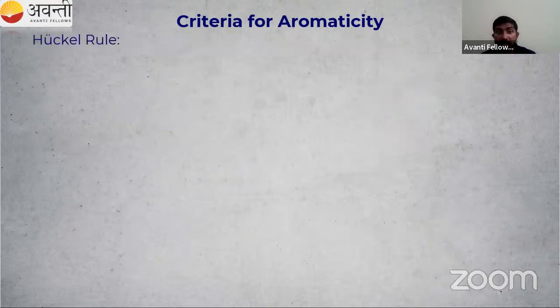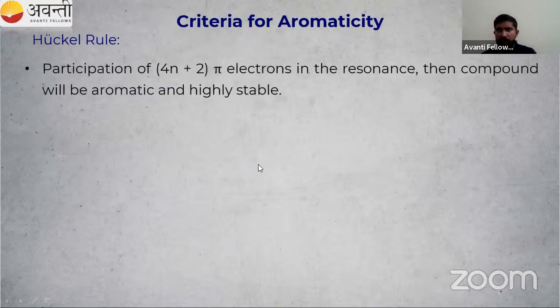One more condition, that is our last condition: the organic compound should follow Huckel's rule. So what is Huckel's rule? Participation of 4n plus 2 pi electrons in the resonance, then the compound will be aromatic. If it is aromatic, it is highly stable. We explain the stability of compounds using inductive effect, hyperconjugation, resonance, and last comes aromaticity. Stability is very high. Here n is an integer.